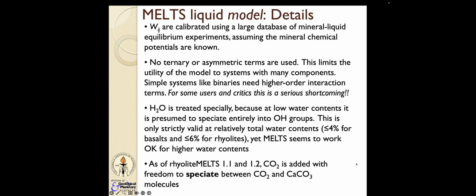For every version of the model up through rhyolite-MELTS 1.1, the number of components in the system and the number of species that are used to describe mixing in the liquid are the same. But when CO2 was added, Ghiorso and Gualda realized that you needed both a CO2 molecule and a carbonate group in order to capture the behavior of CO2 all the way from rhyolites to basalts. So there is a degree of freedom in the model where it can speciate the carbon between these two forms.